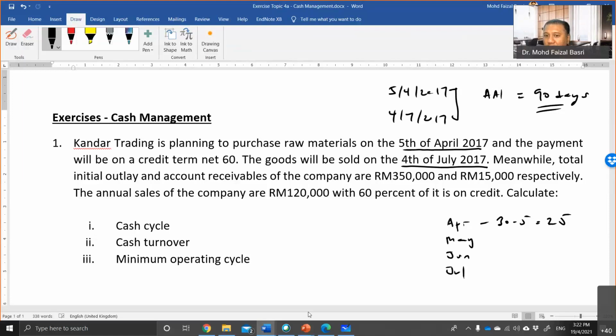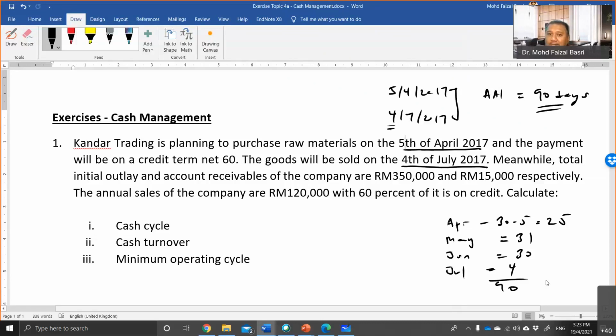For May, the whole month, we have 31. For June, we have 30. And for July, it will end on the 4th. So when you add all of this, it's supposed to be 90 days. So this is how you find your EAI.